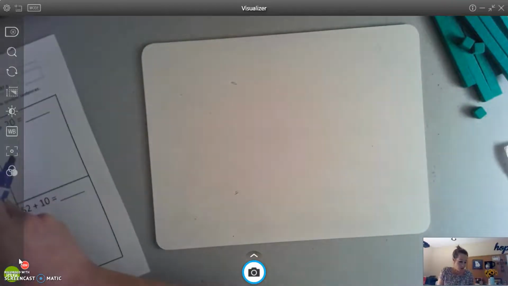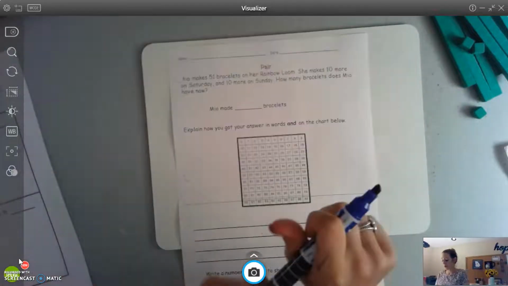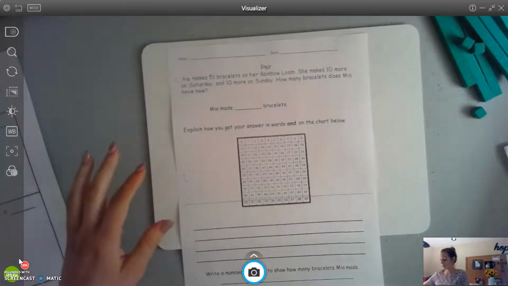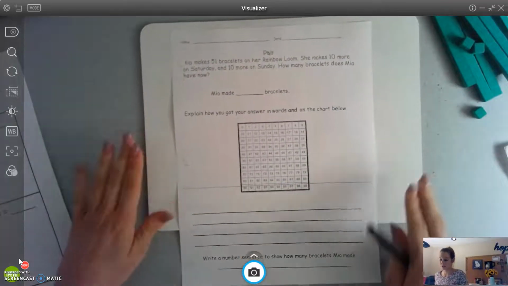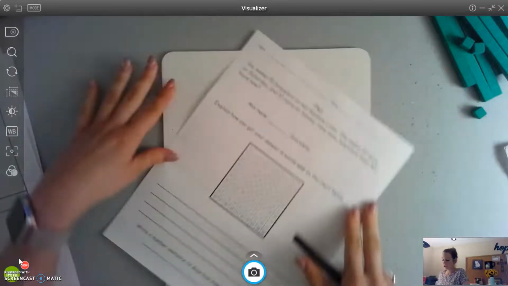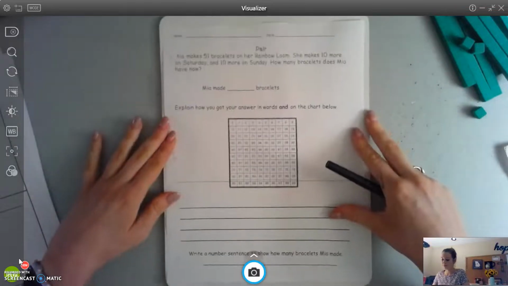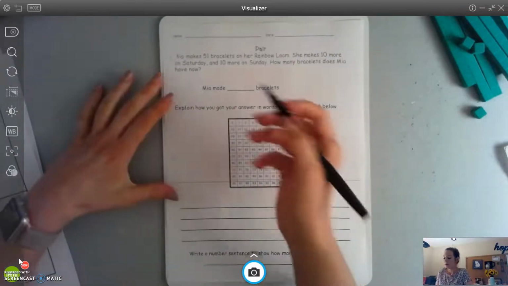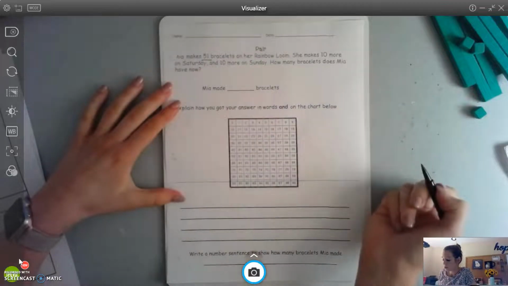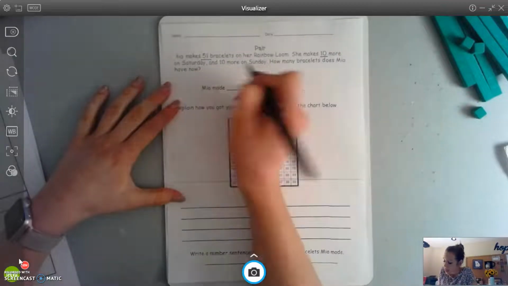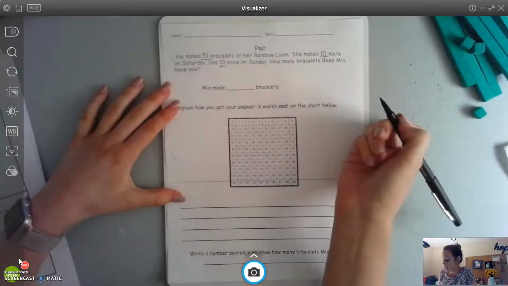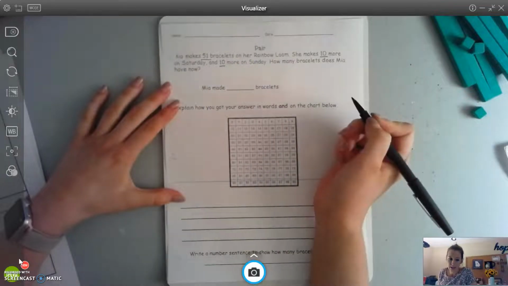So I have a worksheet here for us to do. It's a word problem, and it's going to look familiar. It's not going to be the same words, but it's going to be something very similar. So we're going to do this together. Mia makes 51 bracelets on her rainbow loom. She makes 10 more on Saturday and 10 more on Sunday. How many bracelets does Mia have now?